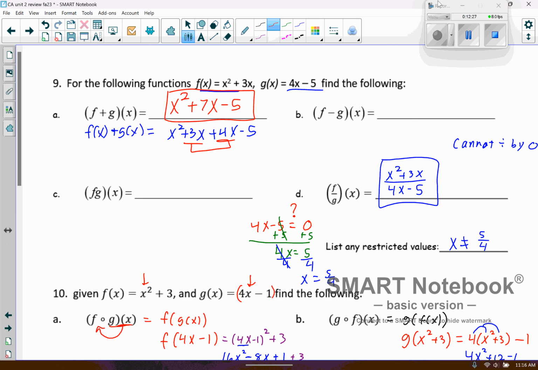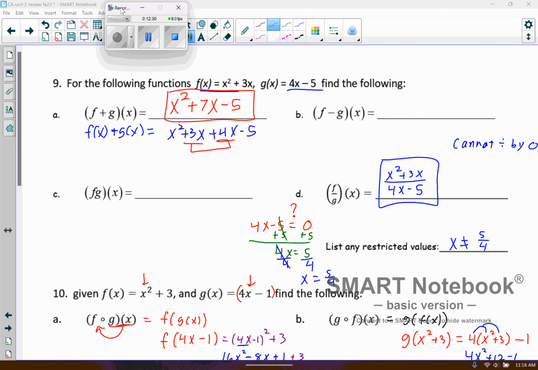Now the next one, you have to be a little careful with that subtraction, and I'm going to try to fit it up over here. So this notation would be f of x minus g of x. And when you subtract the g of x, you want to subtract the whole thing, so you're going to want to put that in parentheses. So for f of x, we get x squared plus 3x. And then we are going to subtract, and you need to put the 4x minus 5 in parentheses, because we are going to need to distribute that to both parts.